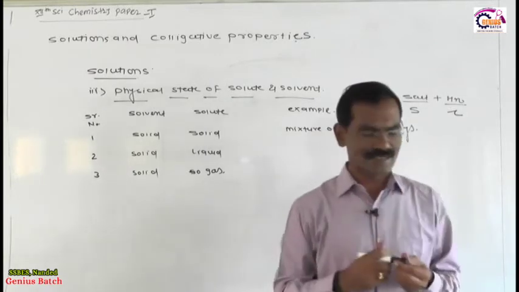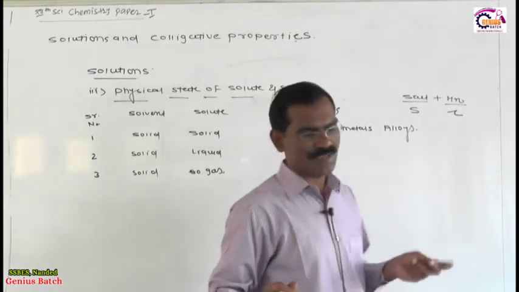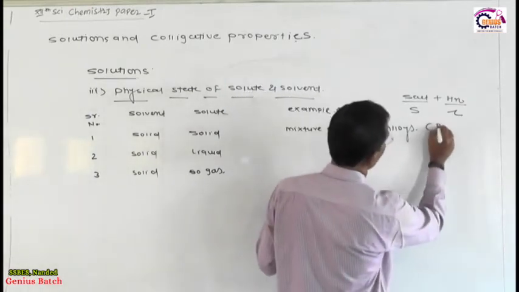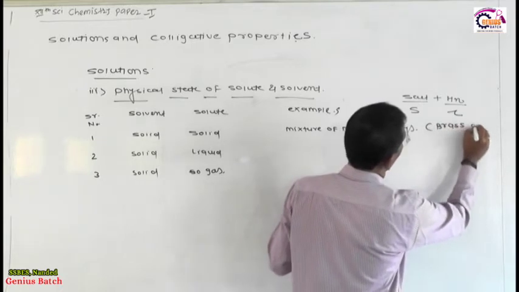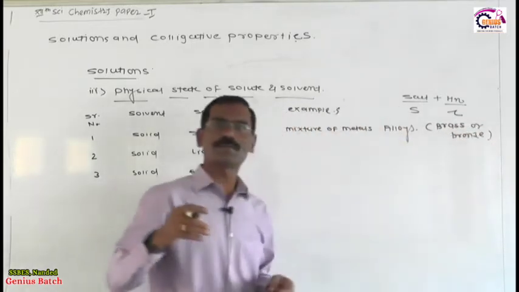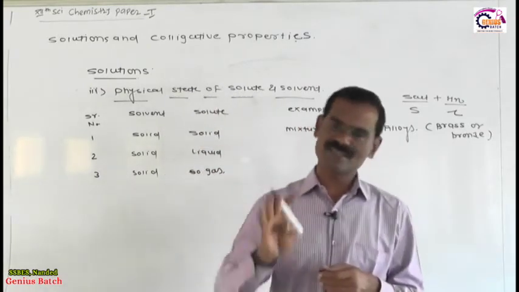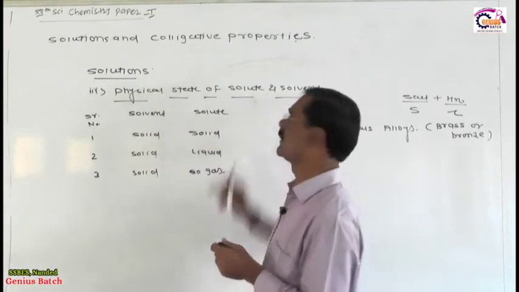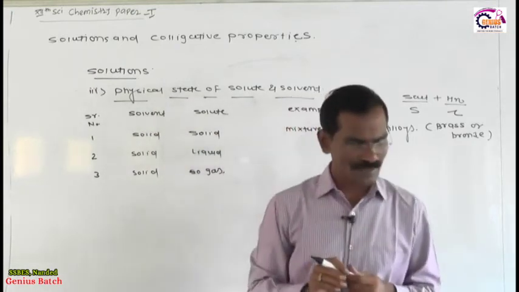Now dear student, I will give you examples: brass, bronze, copper in gold, etc. For example, we consider here brass, second example bronze, third example copper in gold, etc. So this is the first example, considering the first classification on the basis of the physical state of solute and solvent.